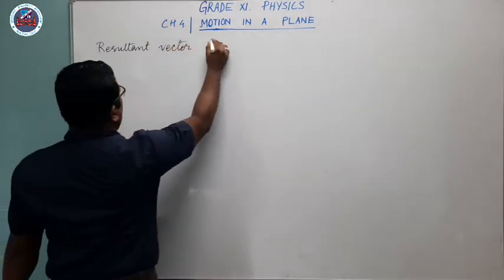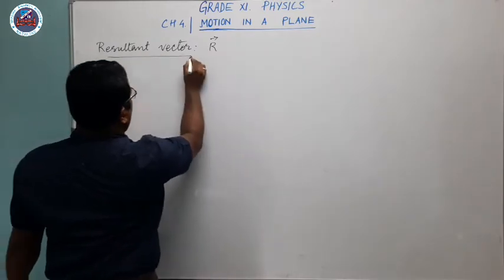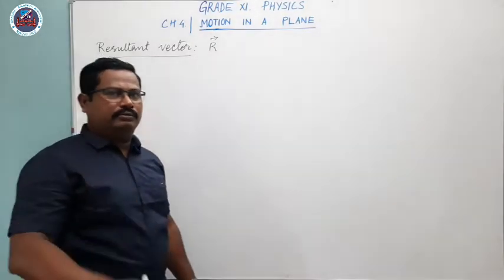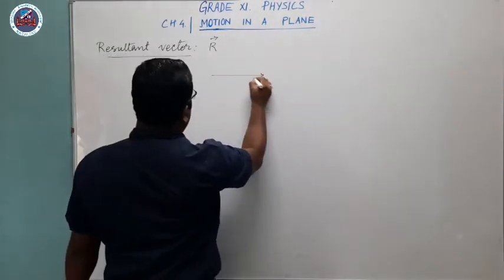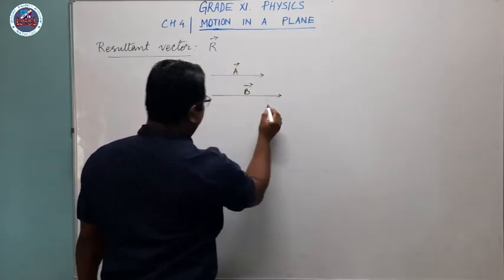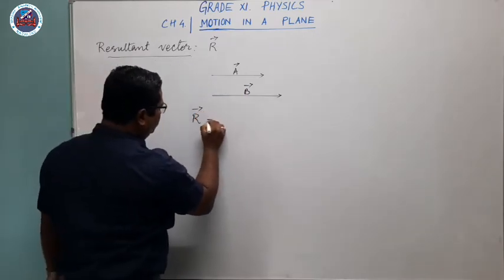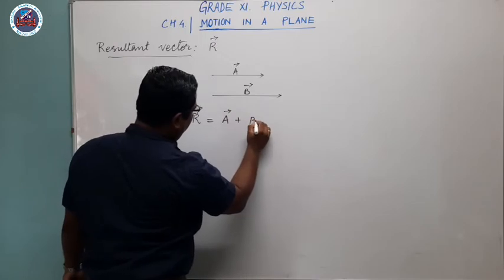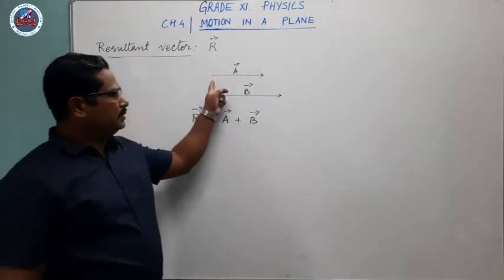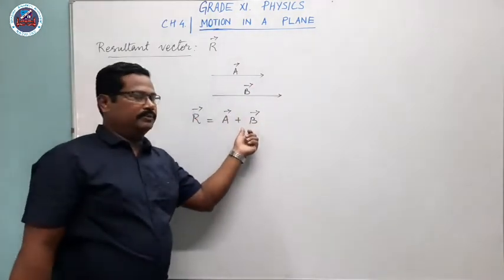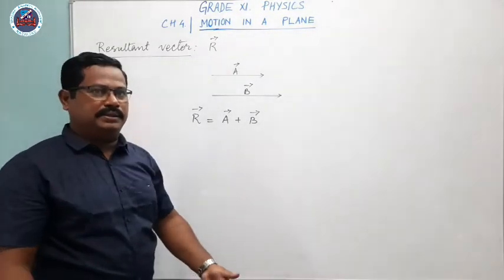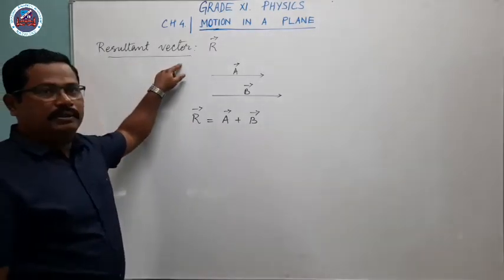Resultant vector, generally we write it as R. It is the algebraic sum or the vector sum of the vectors. Suppose two vectors are given to you here, A and this is B, pointing in the same direction. Then how to find the resultant? R, you will write A plus B. So it will be positive. B, both are in the same direction, so it will be positive. And resultant vector is a single vector. After adding them, what result you get, that we call the resultant vector.